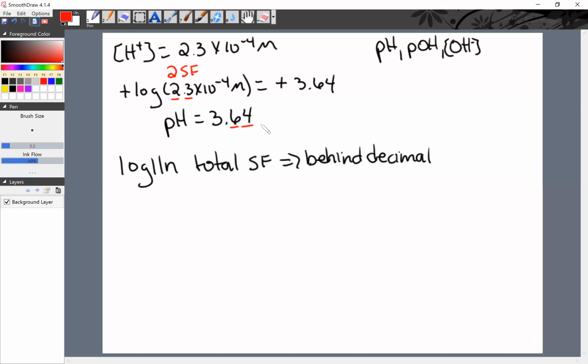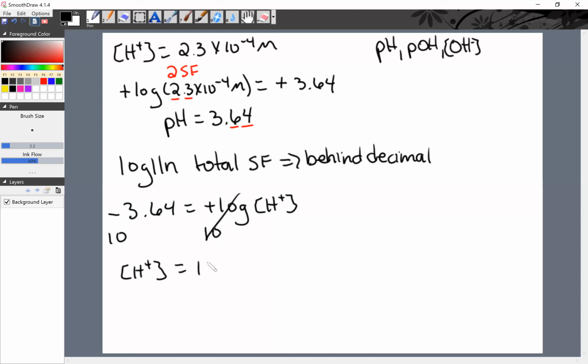All right, so if my pH is 3.64, 3.64 is equal to a negative log of the proton concentration. I'm trying to find the proton concentration, so is it by itself? No. So I'm going to multiply both sides by a negative 1. And then the way you get rid of a log is to do an antilog, and this is base 10, and what you do to one side, you do to the other.